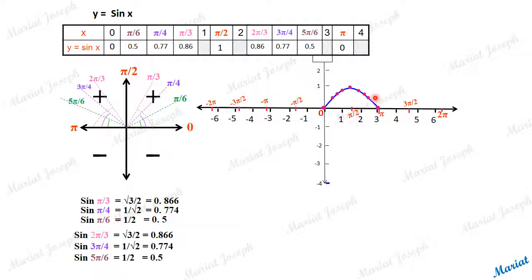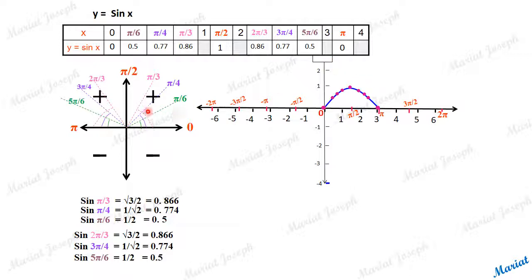Observe that by this time we skipped these integers 1, 2, 3. We don't know the trigonometric function value of sine 1 radian, sine 2 radian, sine 3 radian. We don't know, so we skip them. We managed the graph using the values that we are familiar with.